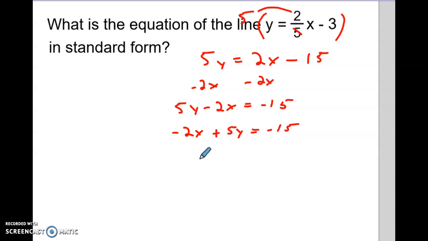On certain tests, this might actually be the final answer. But know that there's an alternate version of this answer, the exact same equation except A would be positive, and to obtain that, you just multiply everything by negative 1, which flips the signs. So you have positive 2x minus 5y equals positive 15. Either one of those last two lines would be a correct answer.